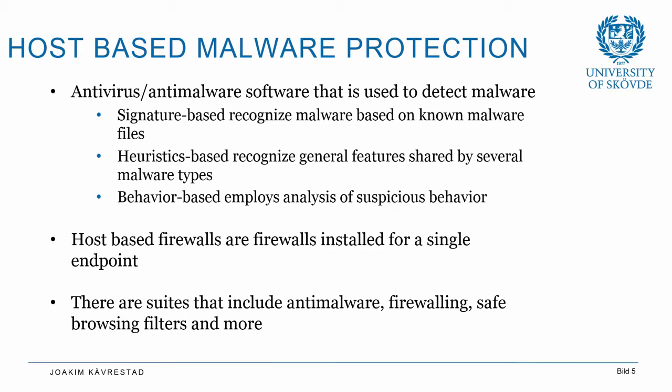Then we have heuristic based, which recognizes general features that are shared by several malware types. So they can, for instance, detect different sequences of forks or handles or calls or stuff like that. And then we have behavior based, which employs analysis of suspicious behavior itself. So they can trigger when a process behaves in a way that a process should not behave. And those are the three main versions of anti-malware recognition algorithms.